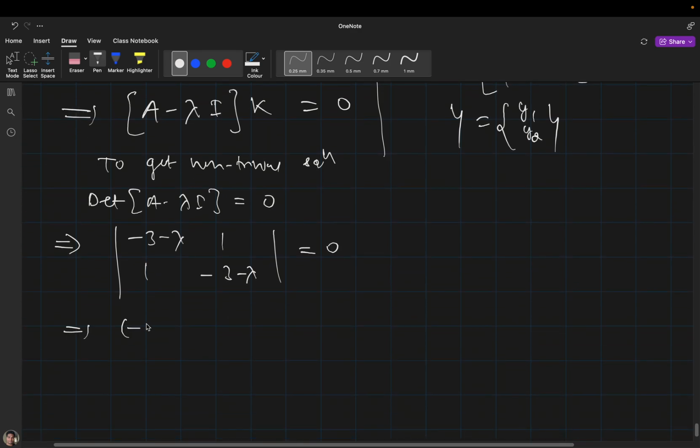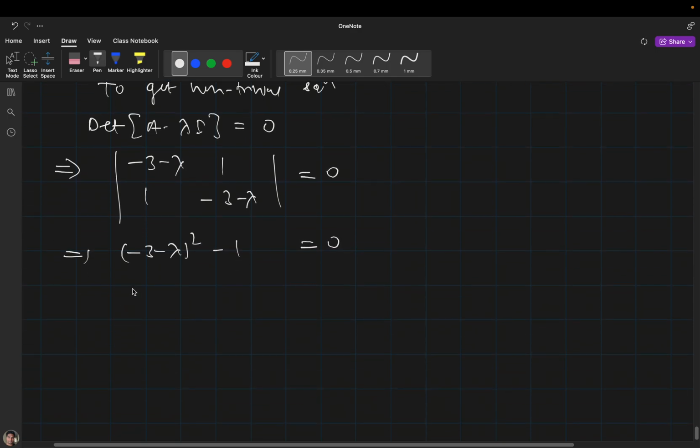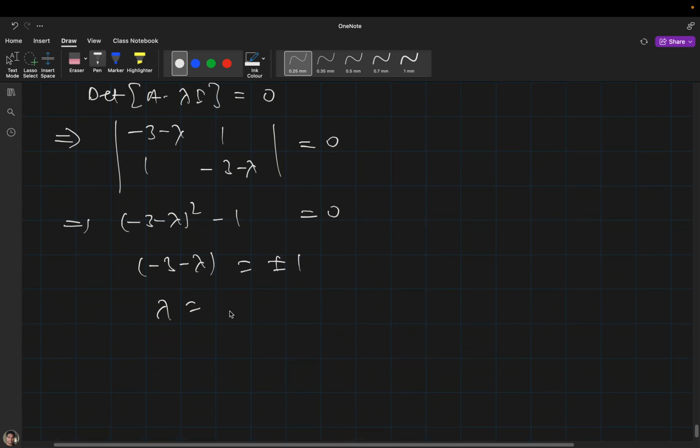So what is the characteristic equation? You will get it like this. And you can see that this is nothing but plus minus 1. So lambda 1 will be minus 4 and lambda 2 will be minus 2. So you get 2 lambdas.